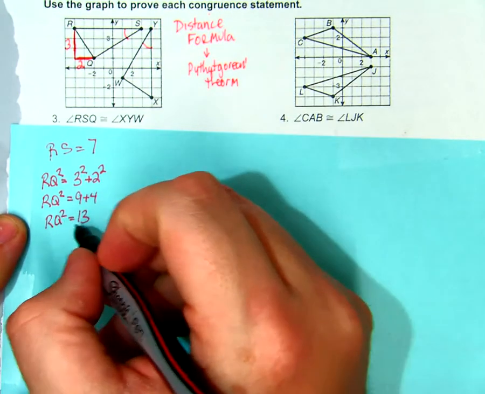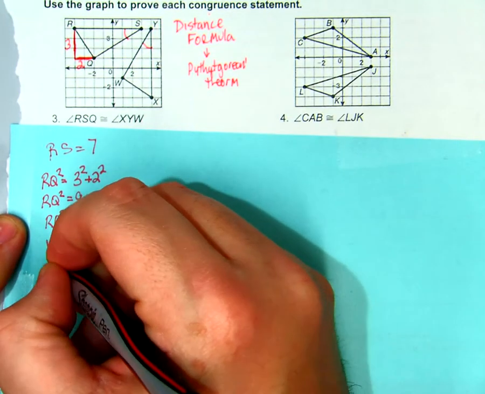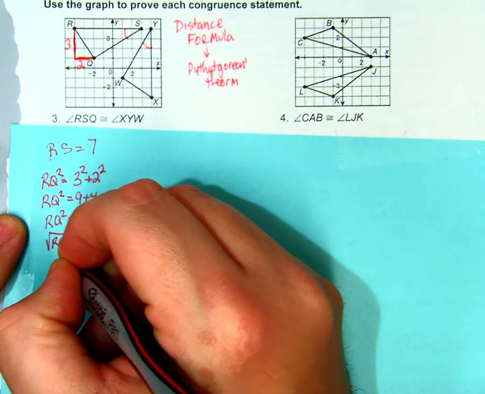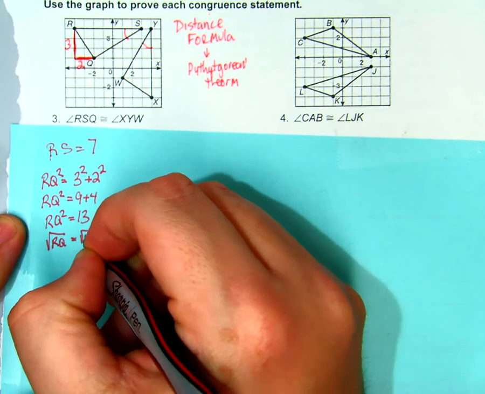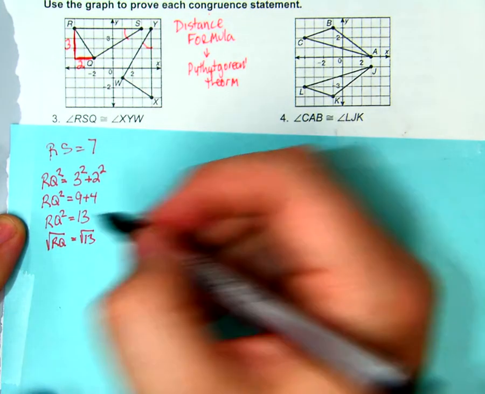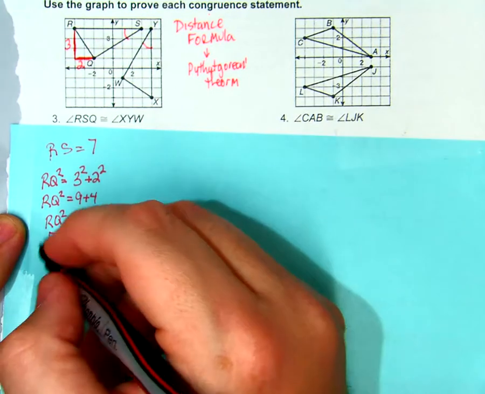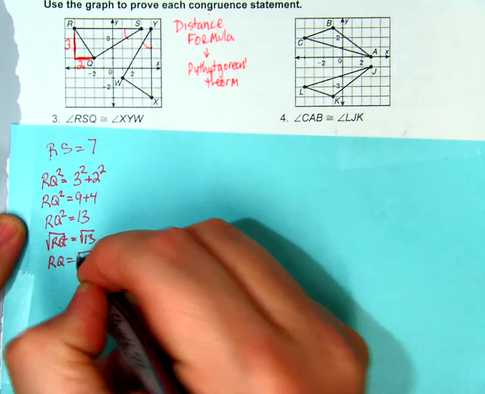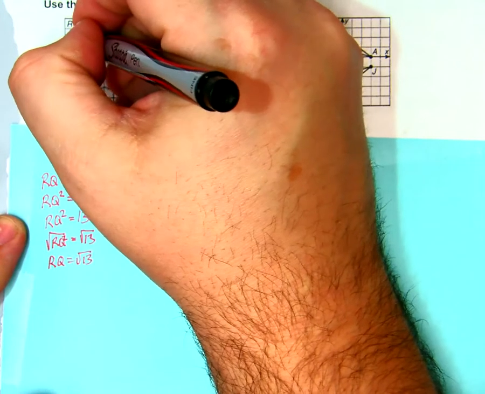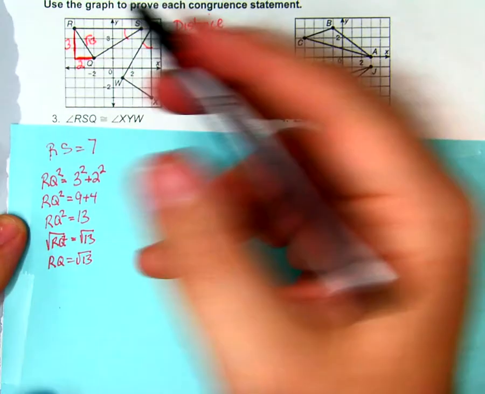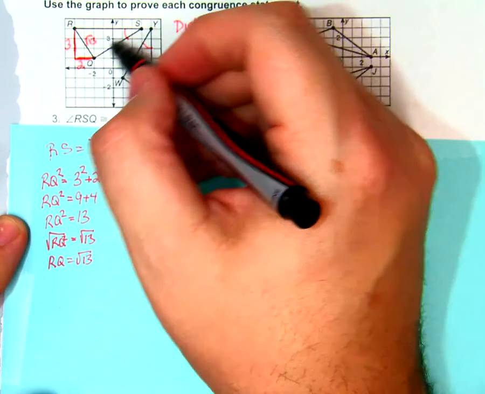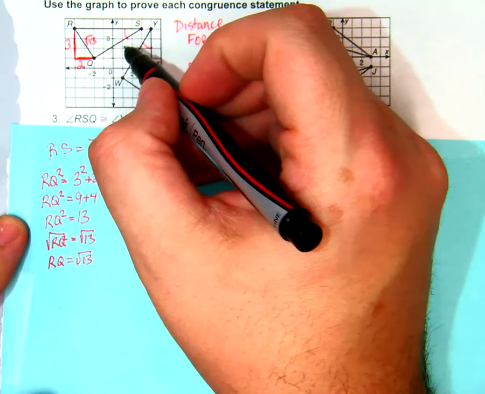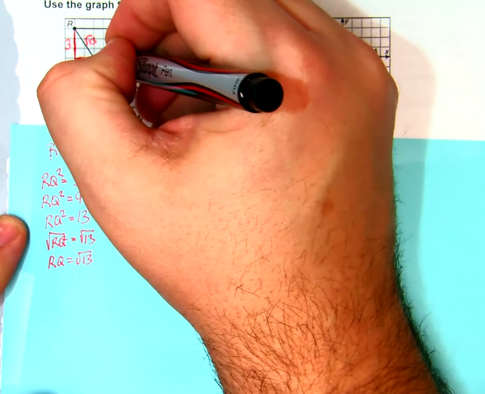And I don't want RQ squared, I want RQ, so I have to take the square root. RQ squared is equal to 13, so RQ is equal to the square root of 13. So I know this is the square root of 13. Now I have to do the same thing for QS.